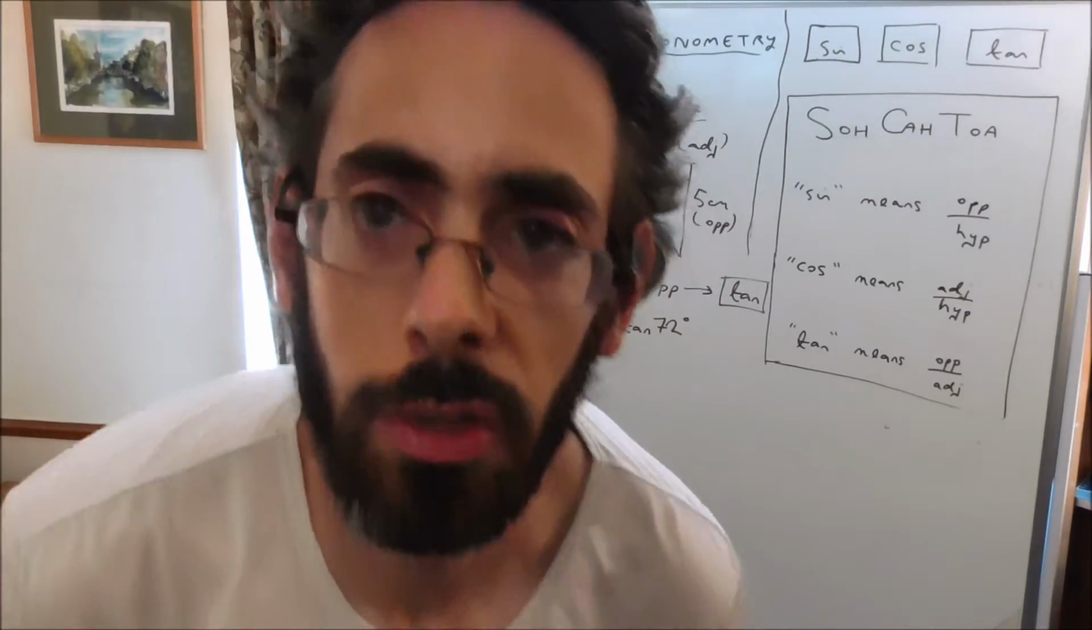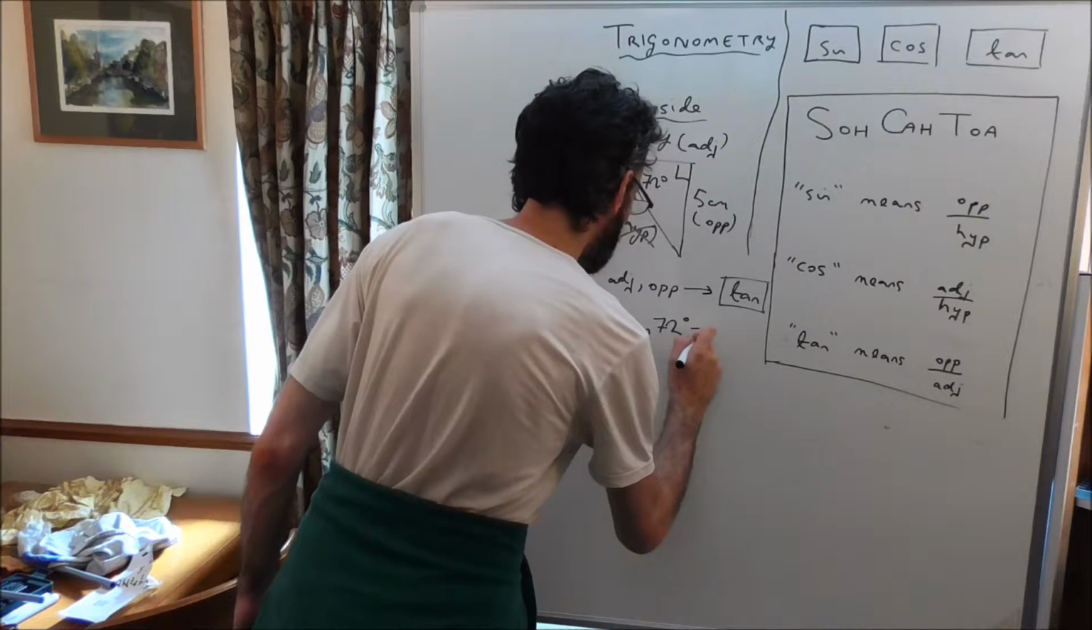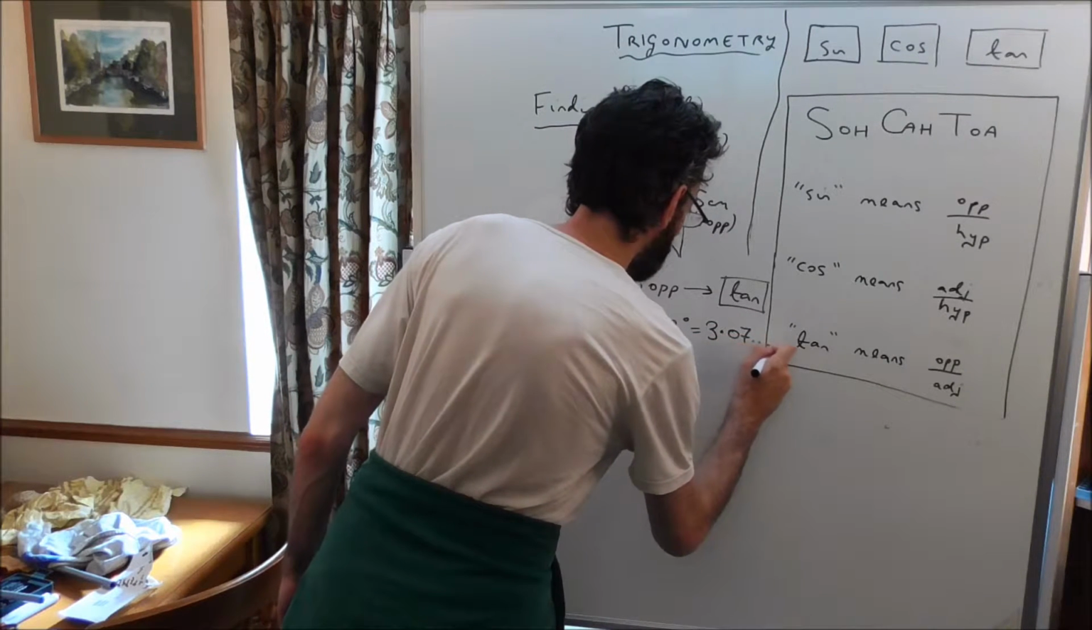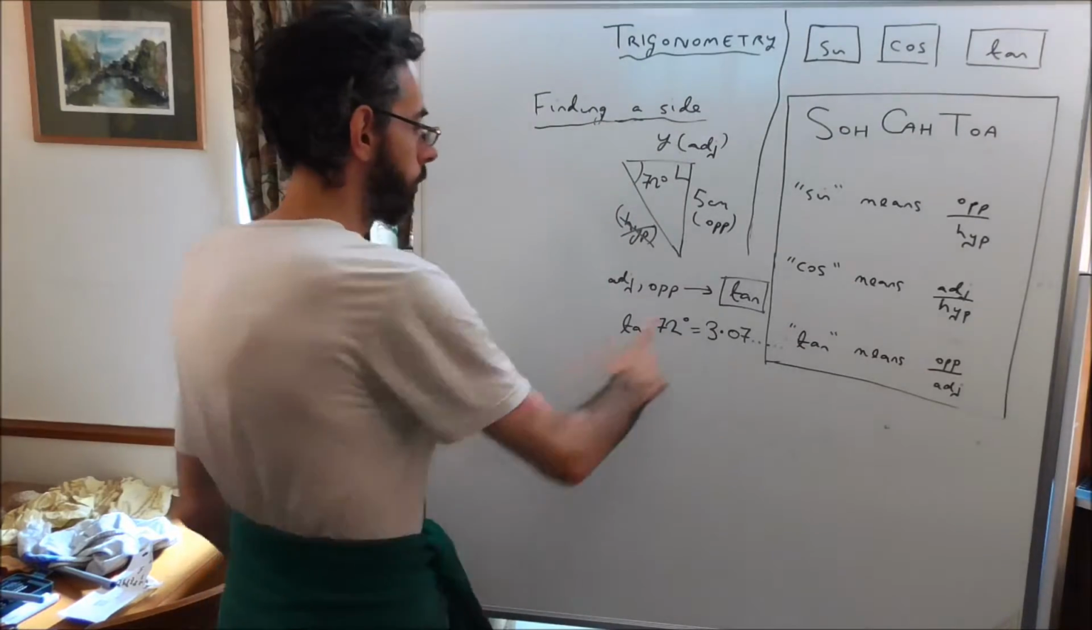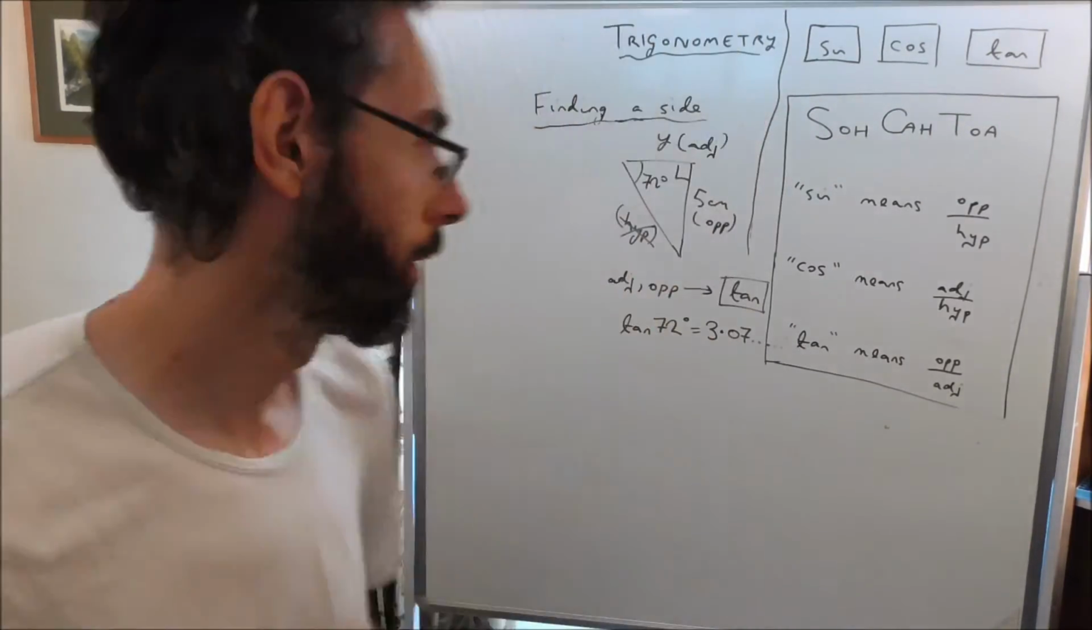If you do tan 72 on your calculator now, just check that you get this number here. It should be 3.07... I've just written down the first couple of digits, but keep all the digits on screen. You'll need that for later.